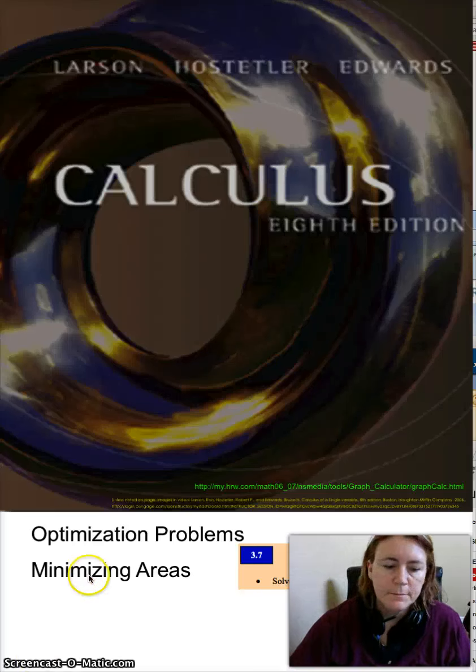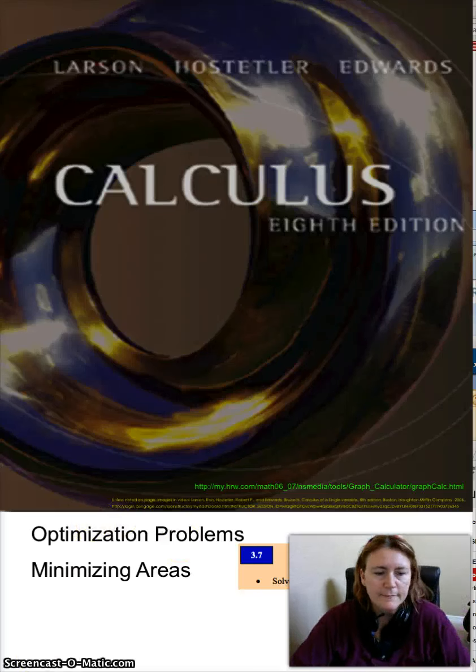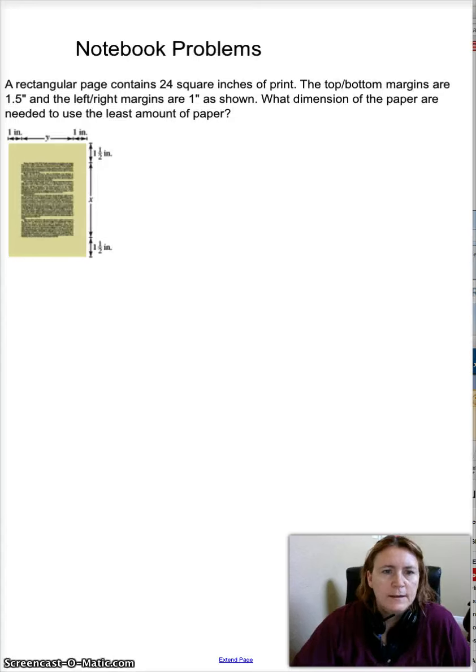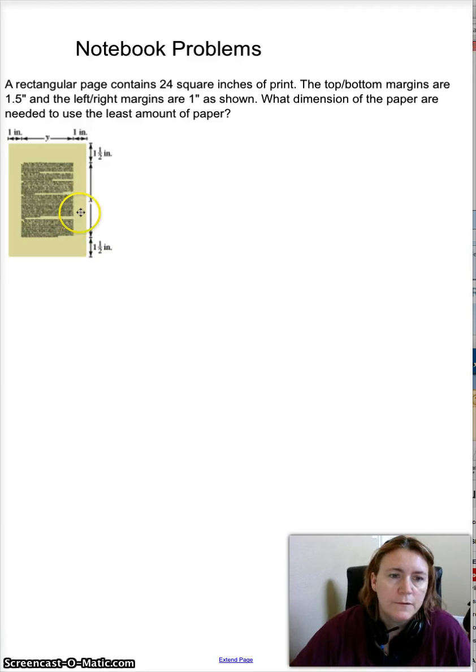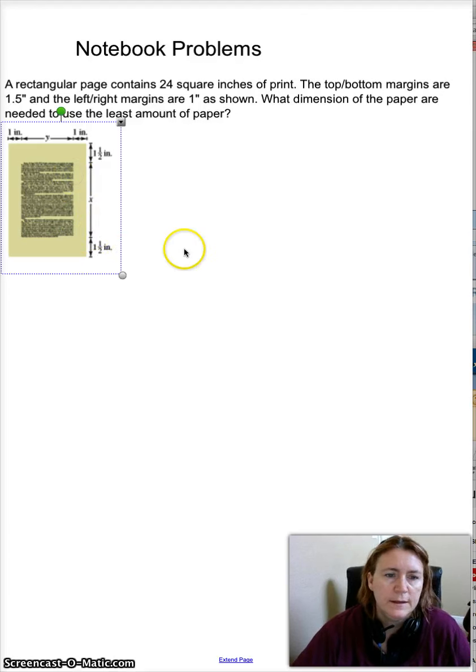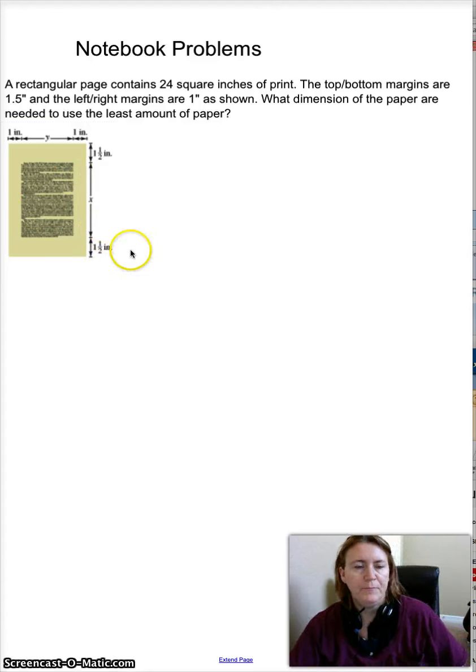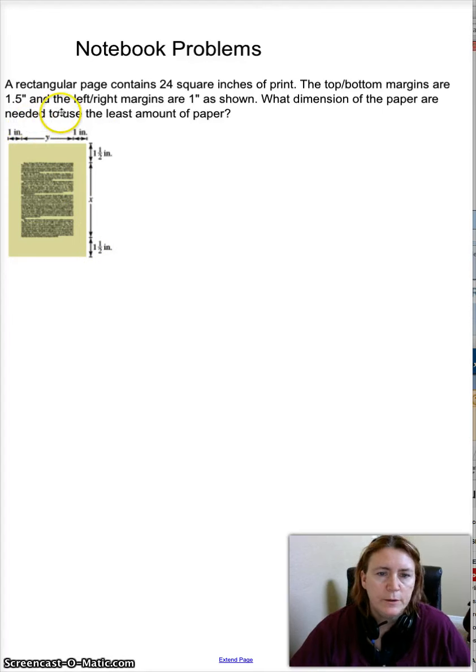Now we're going to minimize some areas. All right. And I want to apologize for the diagram because I did borrow this from the textbook and I don't like the way they have it labeled, but that's okay. Suppose I have a rectangular page that has 24 inches of print. The area that's got print in it is right in here, and that's 24 inches. The top and bottom margins are 1.5 inches and 1 inch.